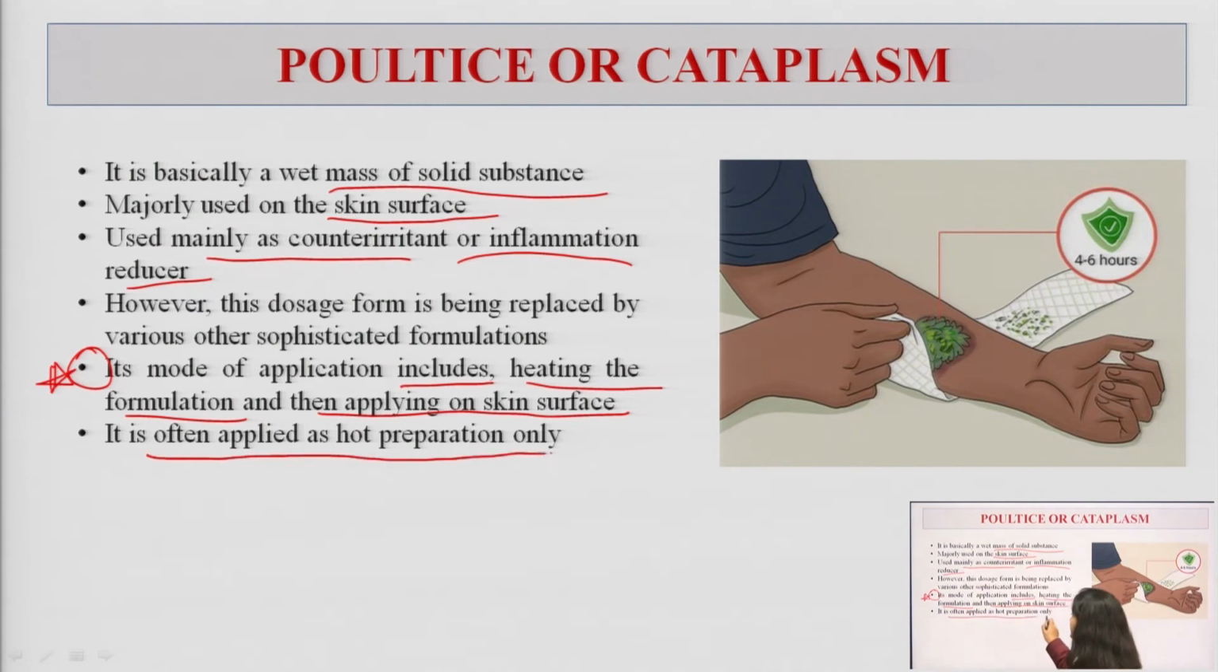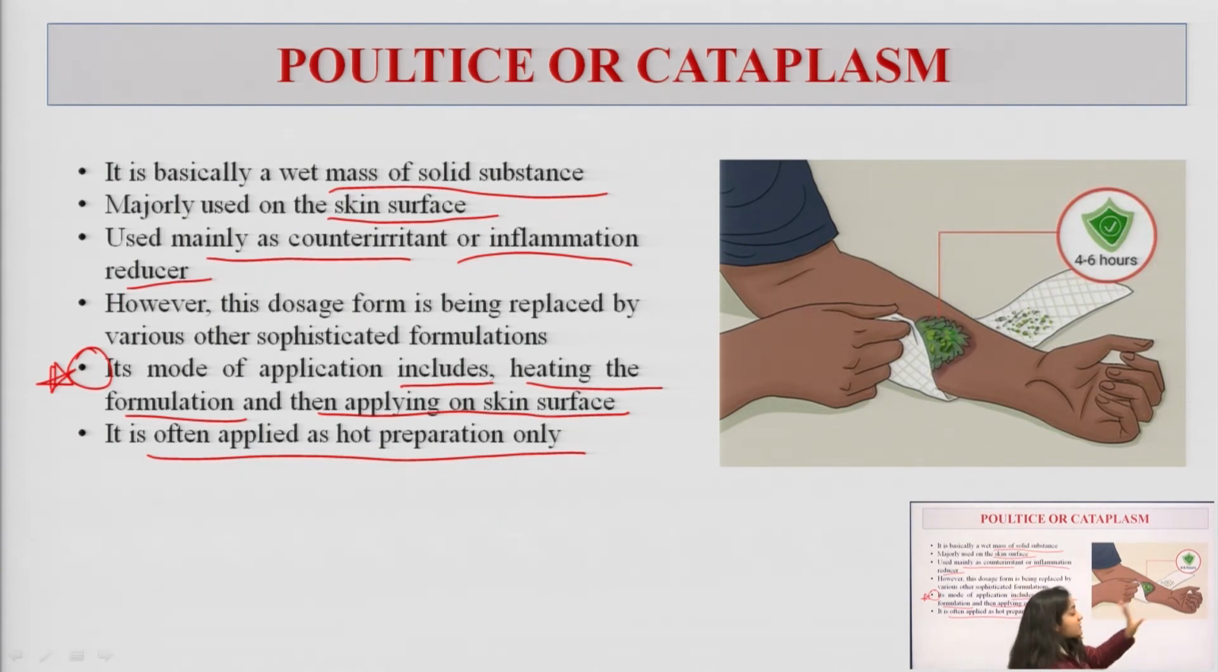It is often applied as a hot preparation only. So, the major thing that makes a poultice or cataplasm different is that it is often applied at a hot temperature. The temperature of the cataplasm or poultice must be a little raised.